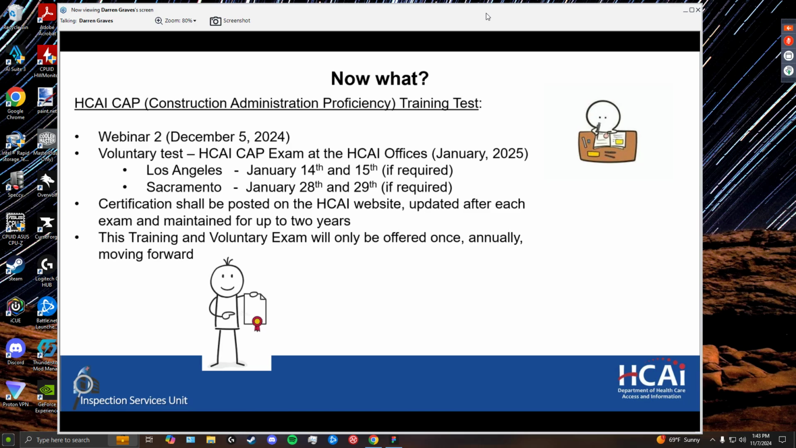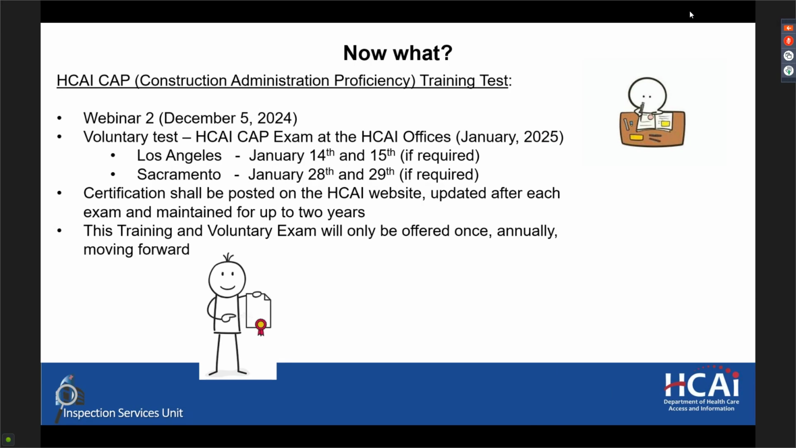But if you do sit for the exam and you pass it, the certification shall be posted on the HCI website, and that database will be updated after each exam and maintained for up to 2 years. The 52 individuals who took the exam and passed it in July of this year are currently listed on the HCI website, and they will be up there until 2026, at which point they'll have to take the exam again if they want to have their name up there in perpetuity.